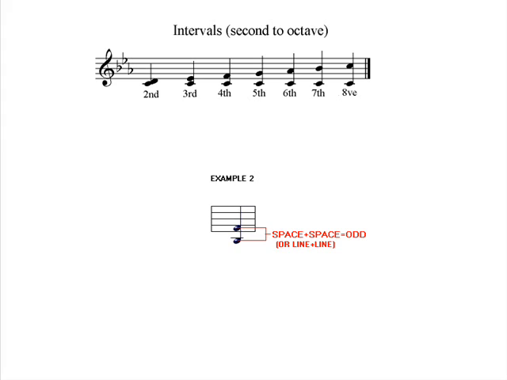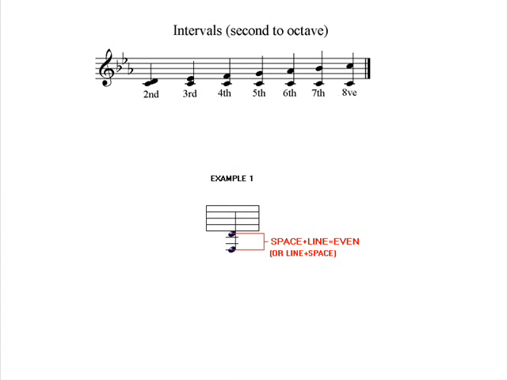The second shortcut is quite similar. If both notes are on a line or both notes are on a space, then you know you're looking at an odd interval. So again, in the range of an octave, it can only be a third, a fifth, or a seventh. Let's take a closer look at the first example.